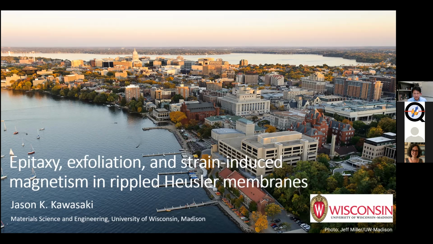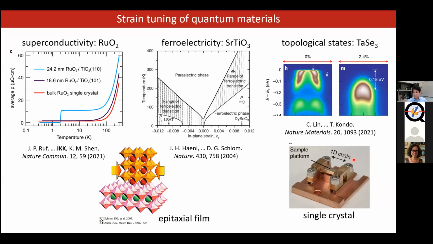And I'll start the story by saying a little bit about the fact that strain is a really powerful tuning knob for either tuning or unleashing new properties in quantum materials. And I'm just showing a few of the highlights that I'm aware of. As one example, it's possible to use strain to induce superconductivity in certain kinds of crystals. And here's an example of a thin film of ruthenium dioxide. Ruthenium dioxide in single crystalline form is just sort of a boring old metal, as you can see in this resistivity versus temperature curve in red. But if you grow it on the right kind of substrate to impart epitaxial strain, the group of Kyle Shen has shown that you can actually turn ruthenium dioxide into a superconductor.